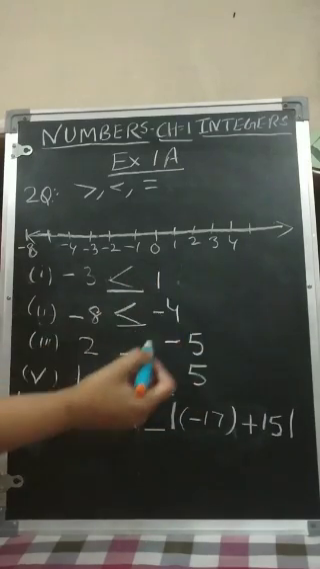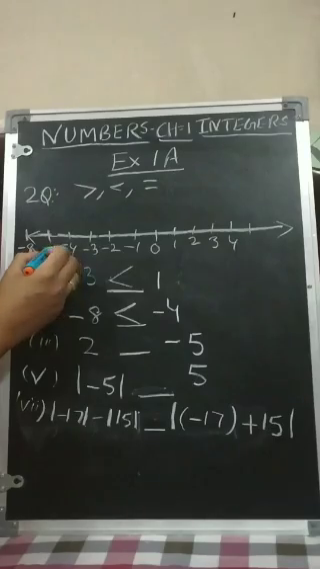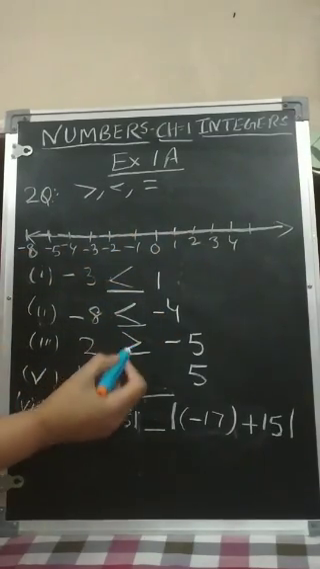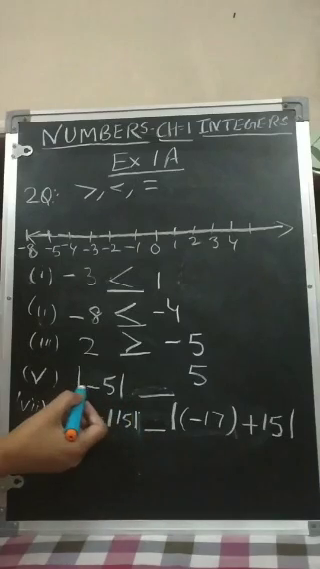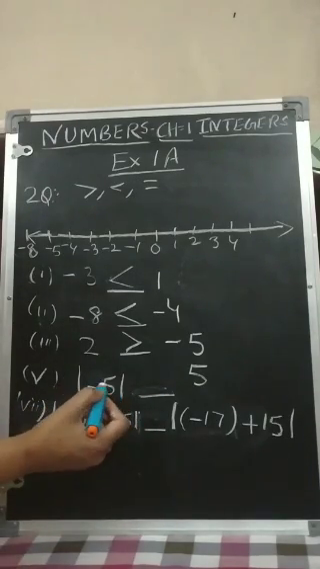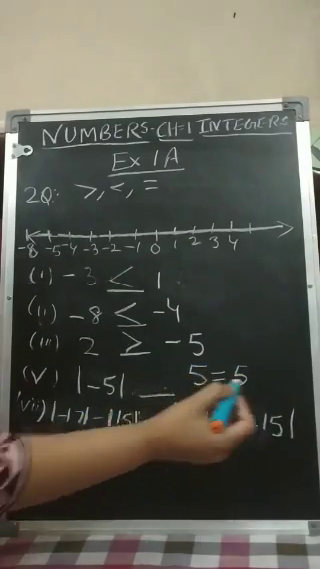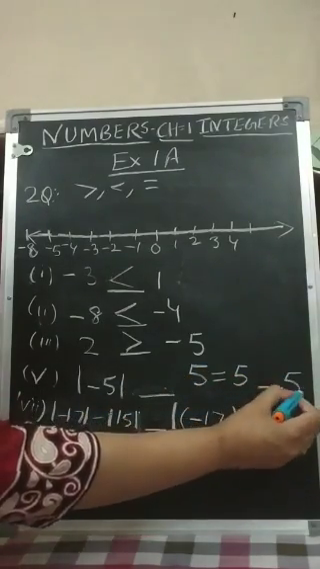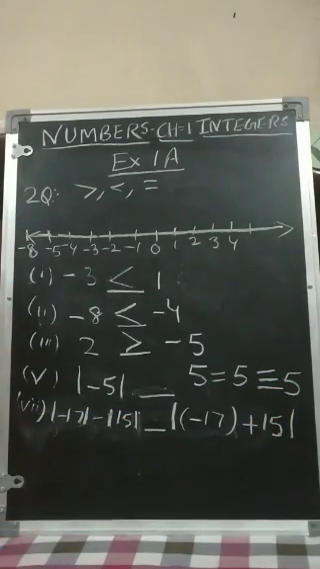Like this way you can see 2 is on the right side and minus 5 is here, that is the left side. So 2 will be the greater. Now here you can see absolute value. So first of all you must solve it, then you will put the sign. So absolute value of minus 5 will be only 5, and this is also 5, and 5 and 5 is equal to sign will come.